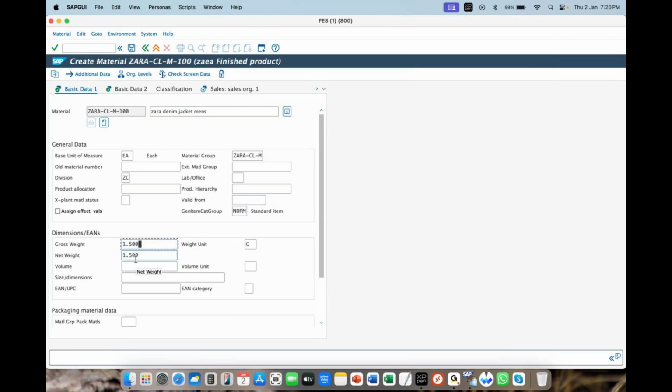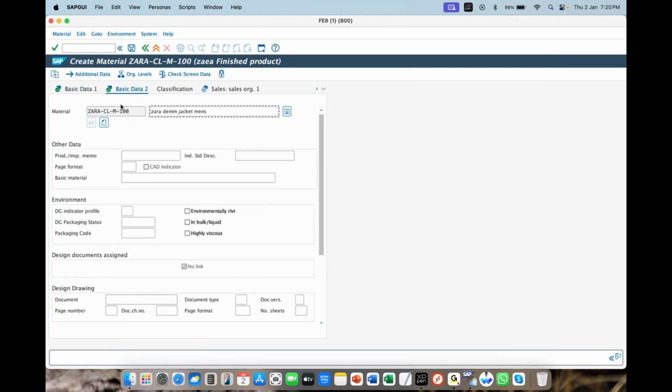So gross and net, 99.9% will always be the same. Alright, why? It is justified to you. So under basic data one, only these two are filled. Others we don't fill, because they are not relevant for our module. They are for other modules like production. Then basic data two, I have nothing for the time being, ignore this.